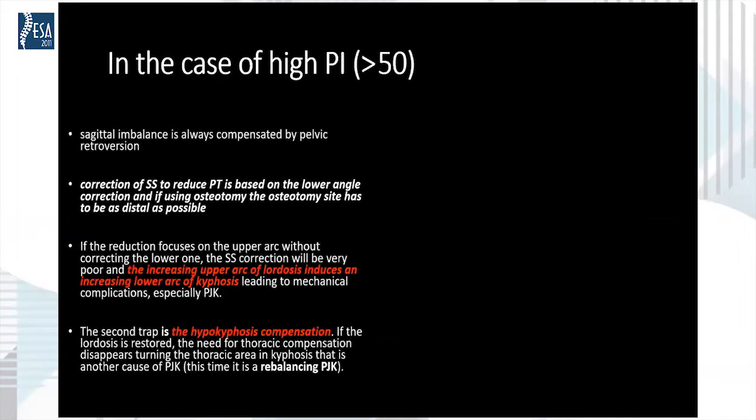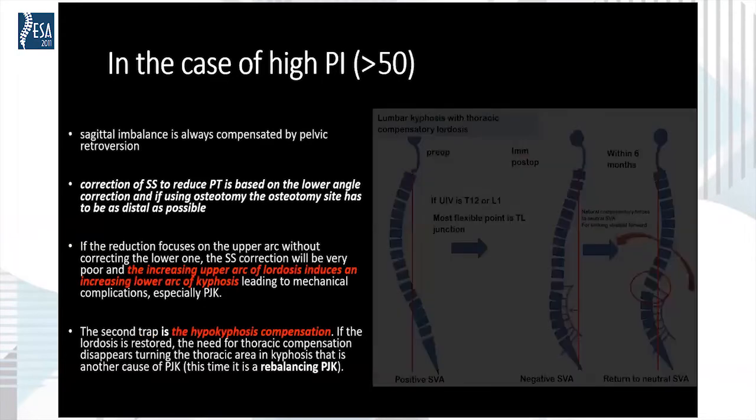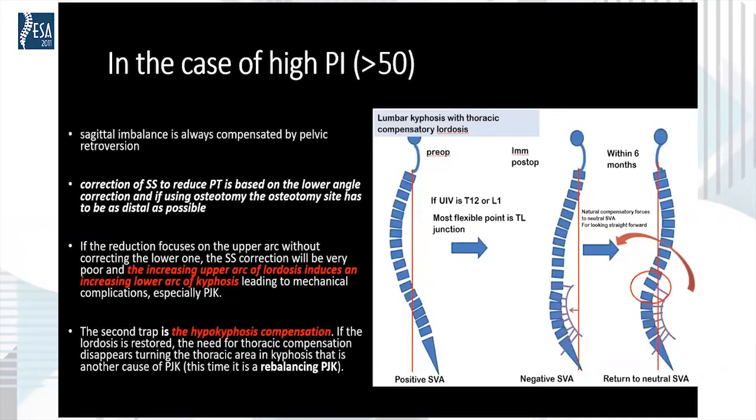So in the case of high pelvic incidence over 50 degrees, correction of sacral slope to reduce pelvic tilt should always be done in the distal areas. If we increase the upper arc of lumbar lordosis, we have to be careful about rebalancing and proximal junctional kyphosis.